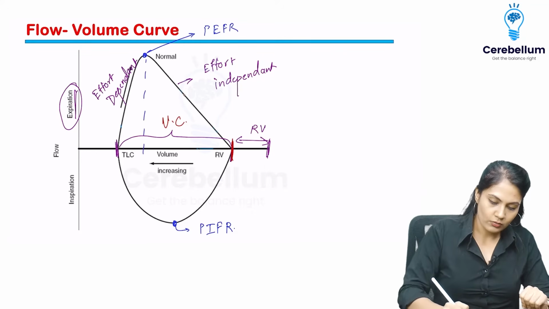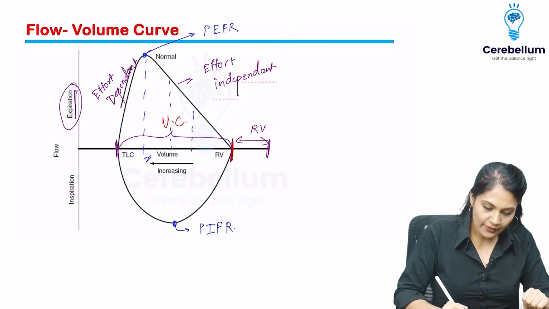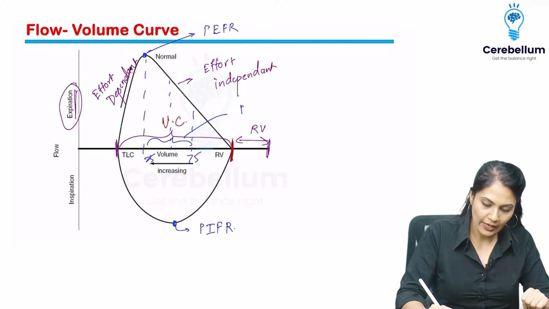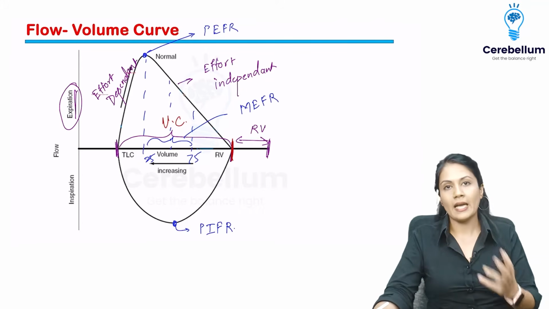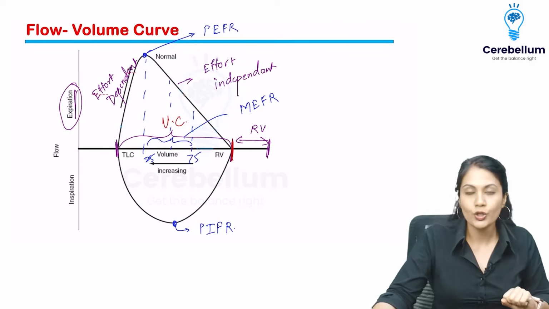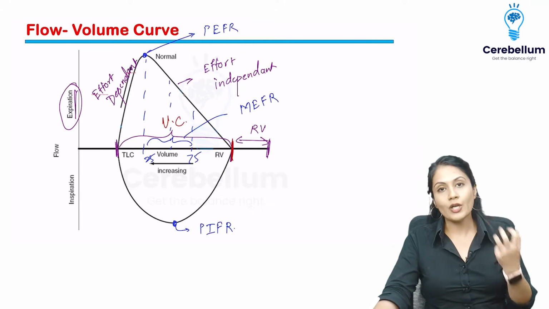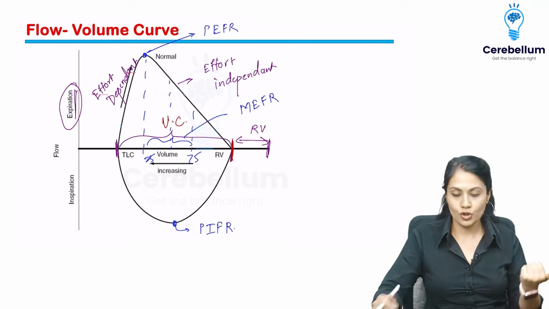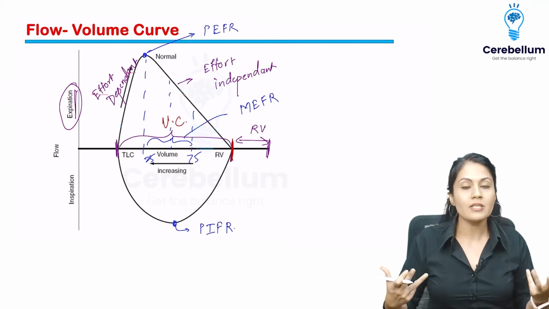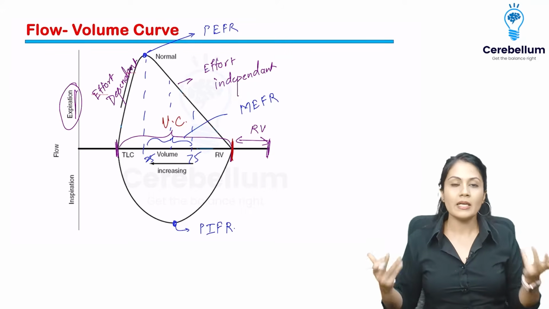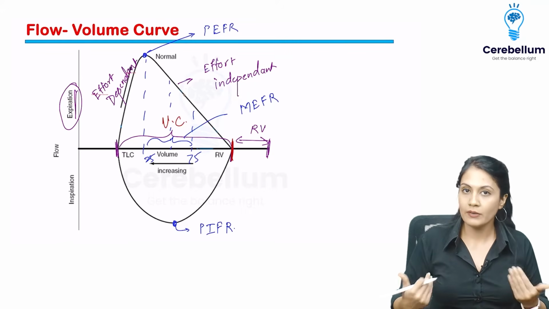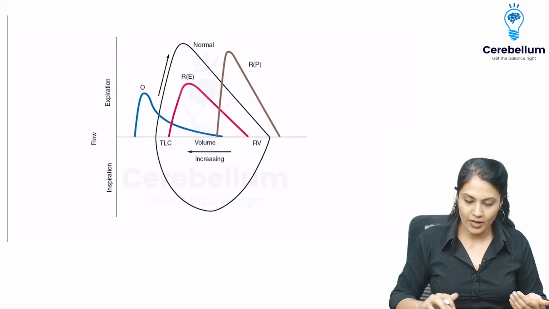If I make four parts of it, the 25 to 75%, this middle one will be called MEFR, that is mid expiratory flow rate. PEFR and MEFR are important to know whether there is a large or medium size airway obstruction. We can get to know the medium size or the smaller size. Mainly the gold standard investigation is going to be MEFR.